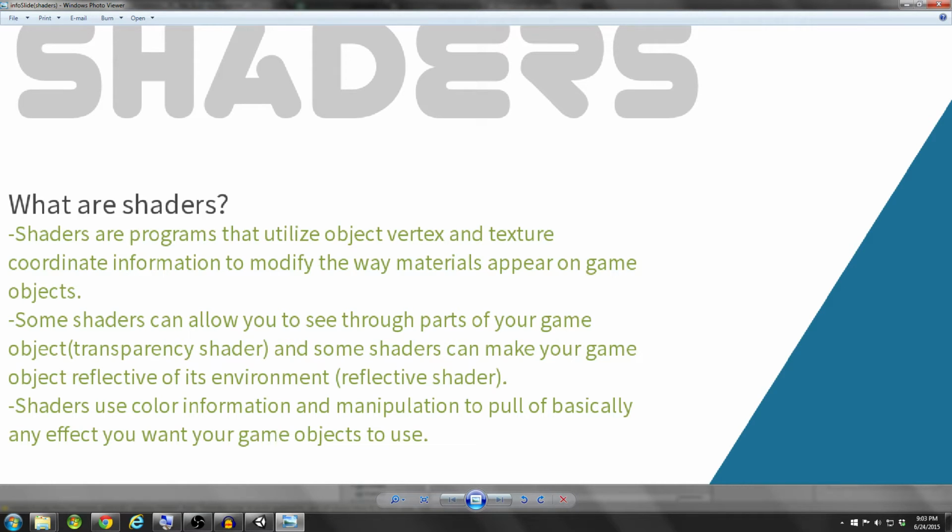And then for the most part, you'll be using shaders that are just regular diffuse shaders, which give you this drop-off shadow on your materials or on your objects, or you'll be using a specular shader, which will allow you to see light reflected off of your object, which changes based on the angle that you're looking at your object from. So these are some of the most common shaders. There are literally an infinite amount of shaders that you can add to your objects, though. And shaders will use color information and manipulation to pull off basically any effect you want your game objects to use.